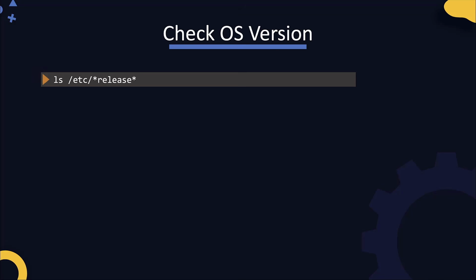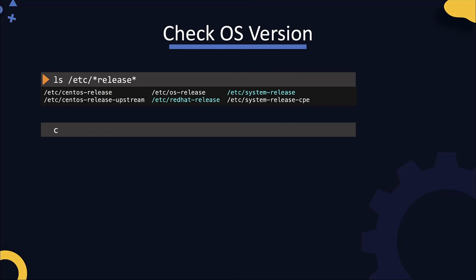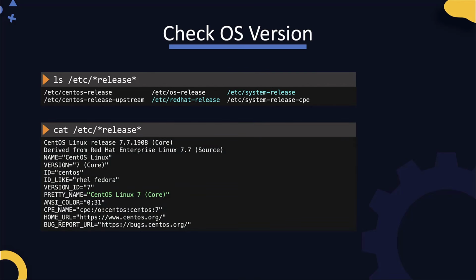At times you may be on a Linux system and may not know what operating system you are on. To know the current OS, inspect the release files under the /etc directory. The release files may be named differently based on the operating system, so use a wildcard like this. To see more details about the OS, view these files by running the cat command, and you can see that in this case it's CentOS version 7.